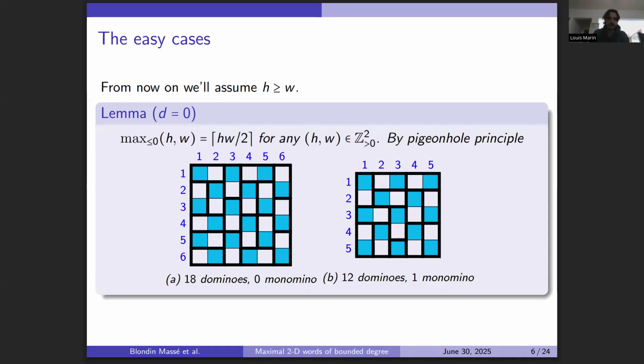But now if you want to prove that it's maximal, we just need to separate the square into dominoes. Depending on the parity of the height and the width, sometimes we can separate it into dominoes and one monomino, which is the case here and on the right. In this case, we would have half of the square, rounded up, having an occupied cell. So this is one of the easy examples.